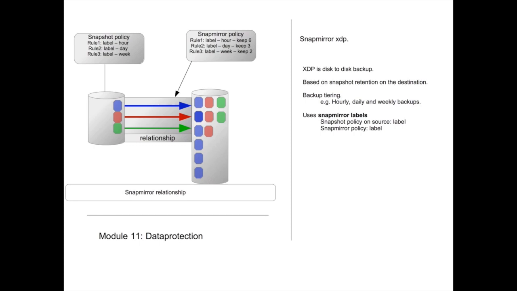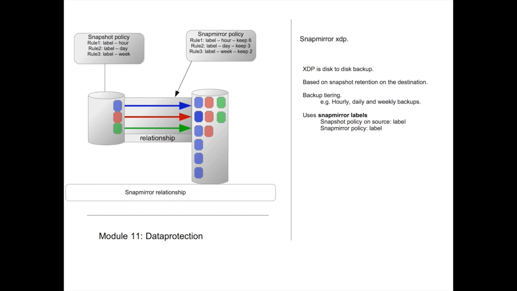Now let's have a look at XDP. XDP, also called Vault, is a way to create disk-to-disk backups. There are some very important differences between DP and XDP. In a DP relation, all snapshots will be replicated to the destination. The result of that is that the source volume and the destination volume are identical after an update.